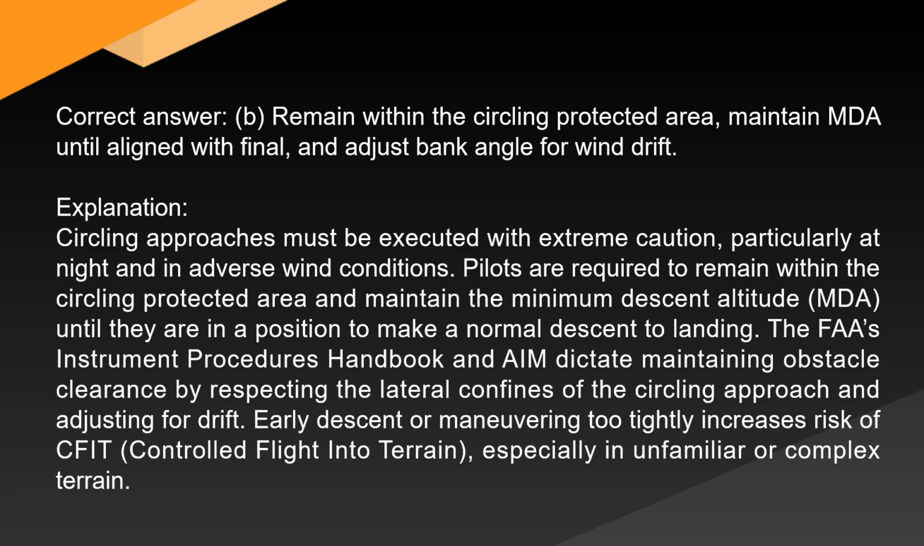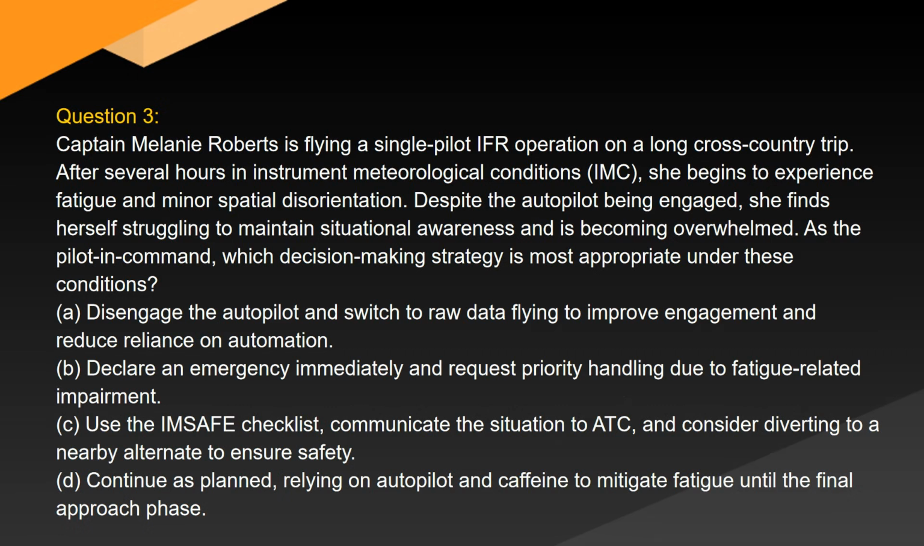The FAA's Instrument Procedures Handbook and AIM dictate maintaining obstacle clearance by respecting the lateral confines of the circling approach and adjusting for drift. Early descent or maneuvering too tightly increases risk of CFIT, controlled flight into terrain, especially in unfamiliar or complex terrain.